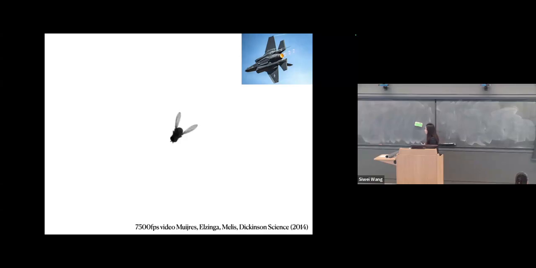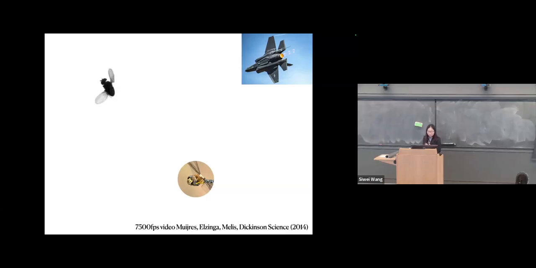So this is a video of the fly turning away from a threat. The video's original frame rate is 7,500 frames per second. I slowed it down 500 times so you can see it. They can turn with about 3 wing beats to change direction. And that's 40 milliseconds.